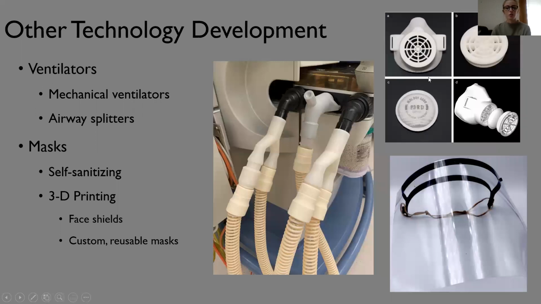So I also wanted to talk about other types of technology that are being developed and have come out of the pandemic. The first is that there's been a lot of ventilator innovation. You've probably heard about ventilators because coronavirus attacks the lungs and reduces patients' capability of breathing independently. What a ventilator does is basically force your lungs to expand and contract for you.